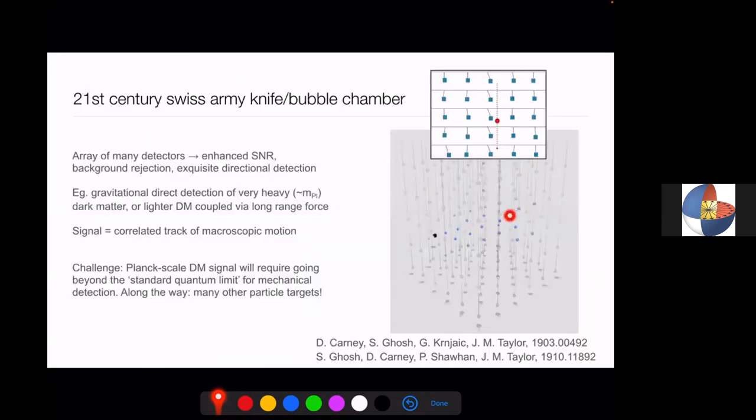And the idea is to create something like a bubble chamber, but where each of the objects in this thing's blue pendula have been excited by a dark matter particle going through. And you look for correlated tracks of these excited particles. You can read more about it in our proposal paper back from 2 years ago now, and some more recent work on the archive. But it's very, very challenging. I want to be clear about that.